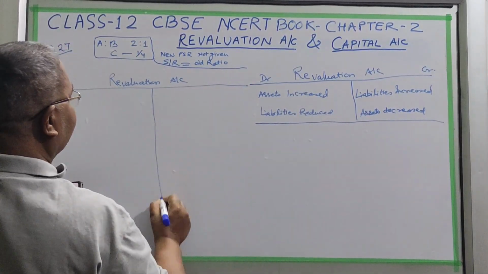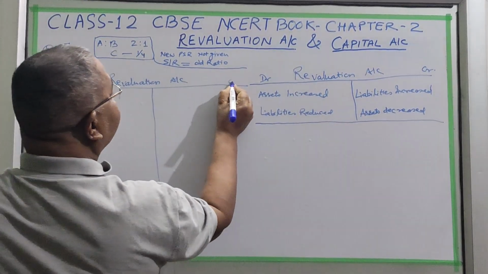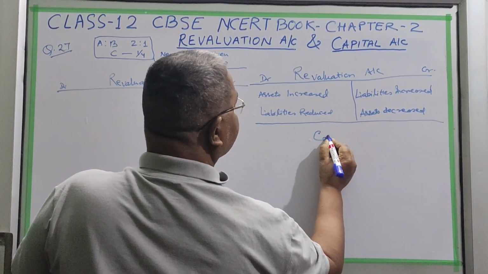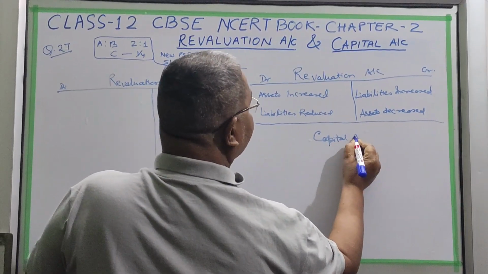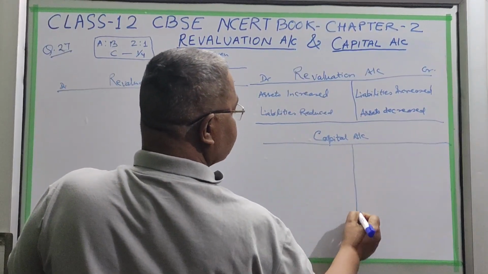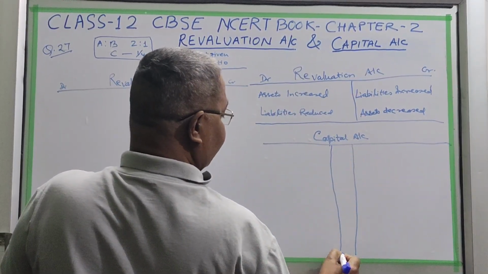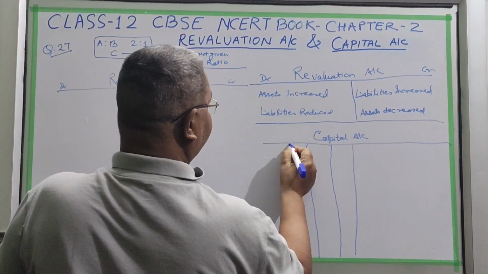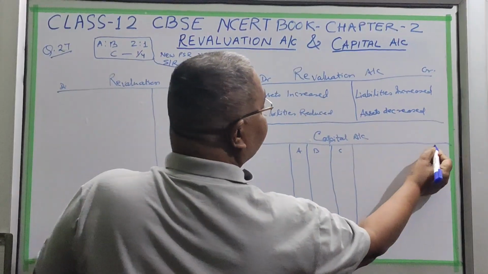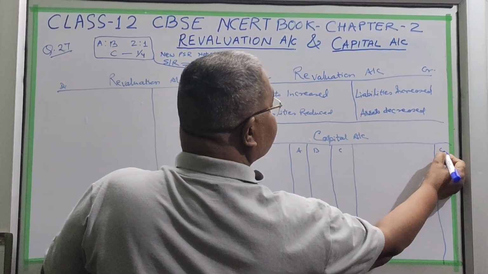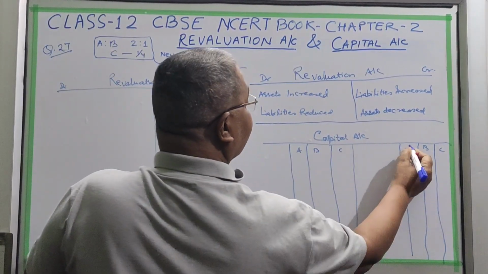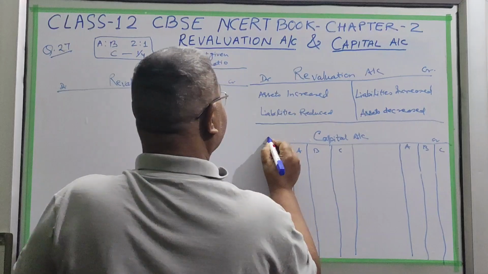Here we will make the revaluation account with debit and credit sides, and here we will make the capital account. Three partners are there, so three columns are required: A, B and C. Here also C, B and A. This is the credit side and this is the debit side.